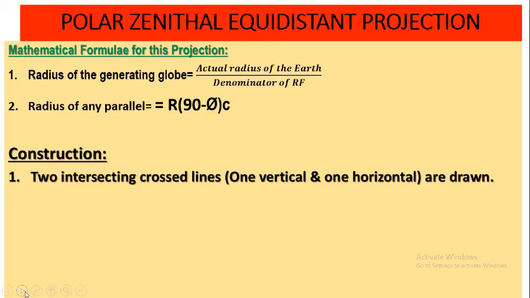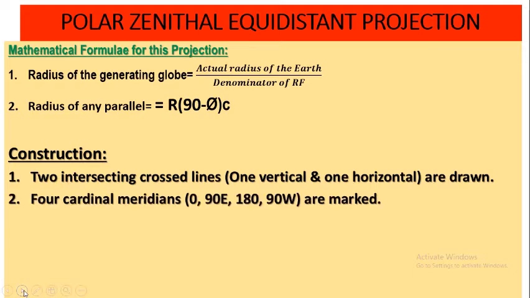What is the construction? To draw the polar zenithal equidistant projection, we should first draw two intersecting cross lines, one vertical and one horizontal, and four cardinal meridians, that is four sides: 0, 90 degrees east, 180, 90 degrees west. It should be kept in mind that in the case of the southern hemisphere, 180 degrees will be at the bottom of the projection and 0 will be at the top.